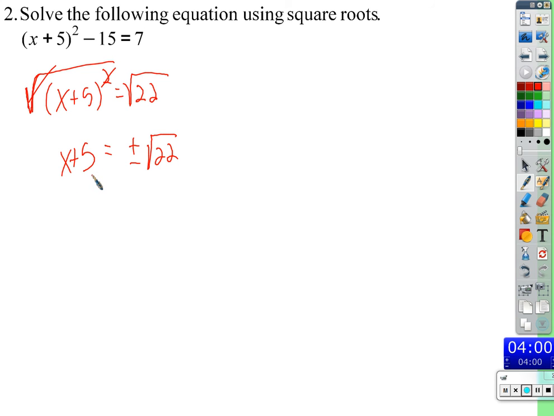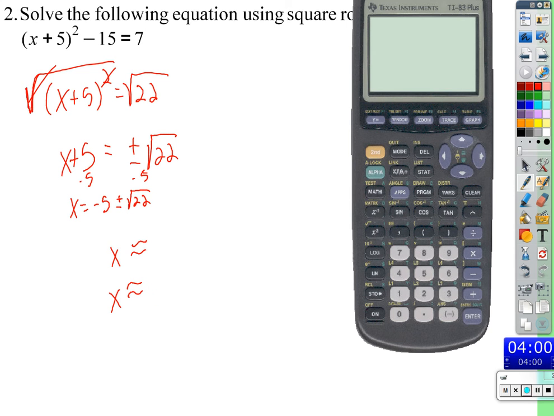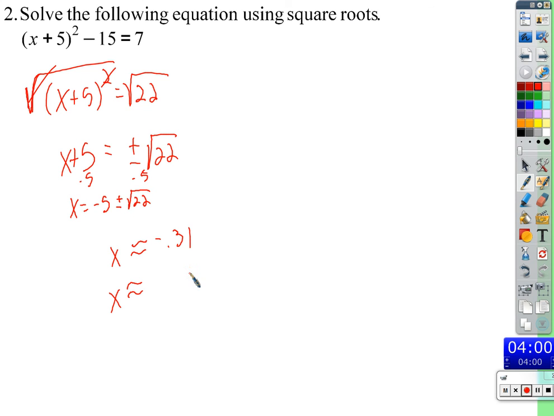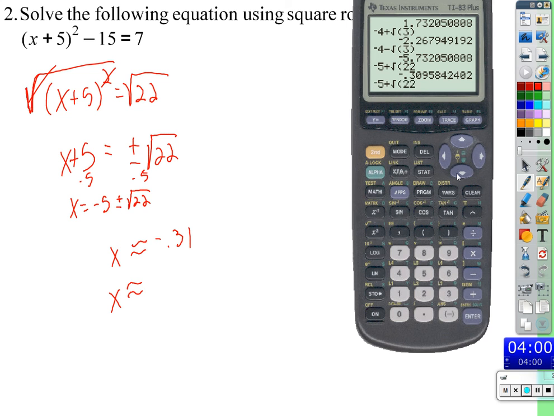How do we get x by itself? We're going to subtract 5 from both sides. So we got negative 5 plus or minus the square root of 22, which is 4 point something. Negative 5 plus the square root of 22, that's one solution. Or negative 5 minus the square root of 22, that's another solution. Plus the square root of 22 gives negative 0.231. Or change it to a minus, and you get negative 9.69.